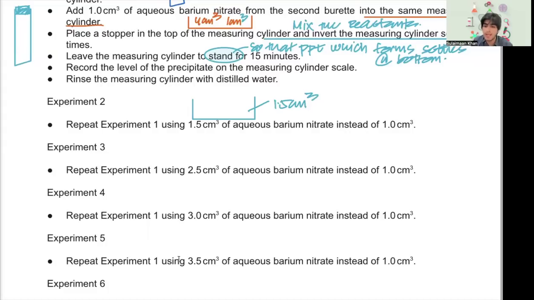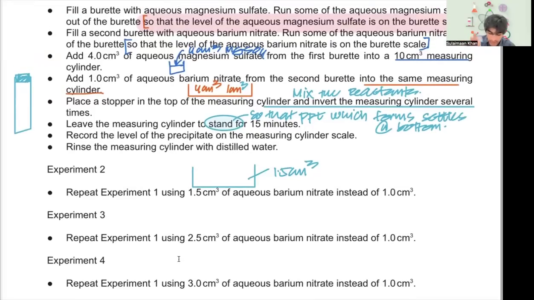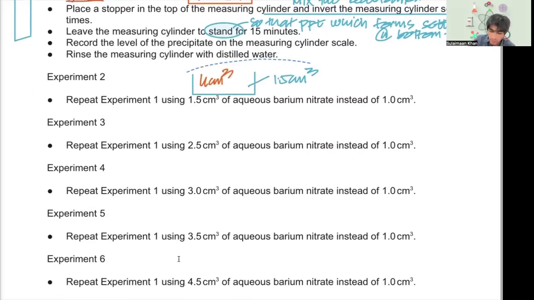My question to all of you guys is, what happens to the magnesium sulfate? Is he mentioning that he's changing it? Is he changing the volume of magnesium sulfate anywhere? No, no, no. So how much magnesium sulfate should there be? There should be 4 cm cube of magnesium sulfate. Yeah? So 4 cm cube and 1.5. I'll just duplicate this because I don't think he's changing anything else.